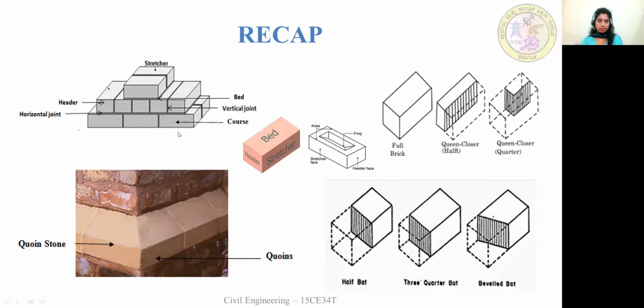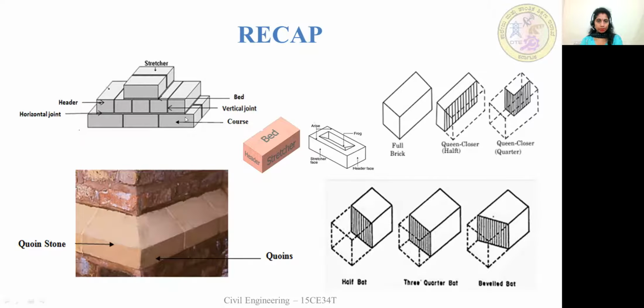So we have seen course. Horizontal layer is known as course. The bottom surface of a brick or stone is known as bed. The larger side of a brick placed parallel to the face of the wall is known as stretcher. The brick laid with its longest side perpendicular to the face of the wall is known as header. You can say it in any terms or in any sentence.